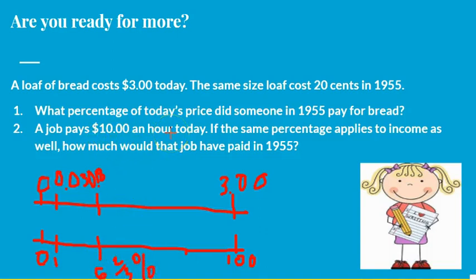A job pays $10 an hour today. If the same percentage applies to income back then, what would somebody have gotten paid in 1955? So if today it's about $10, 1% is 10 cents, right? We move to that 6 2/3.